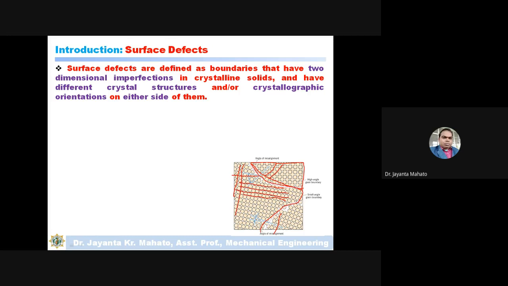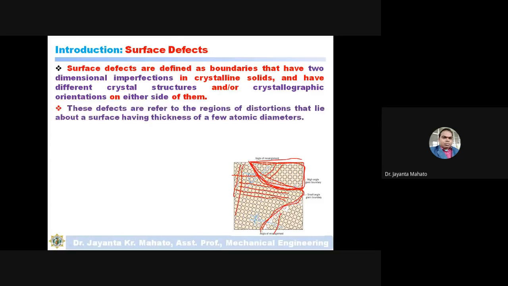So here a boundary means a common boundary between these grains, and between these grains, makes a surface defect. These defects refer to the origin of distortion that lies above the surface, having a thickness of a few atomic diameters.